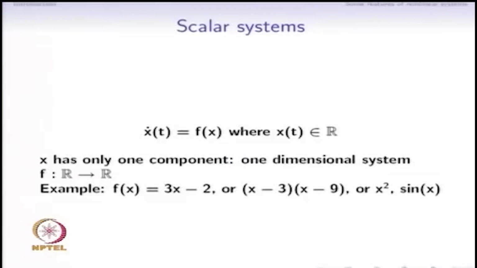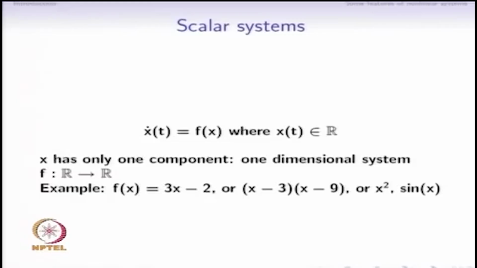Beginning with the topic of scalar systems. So, consider the scalar differential equation. What is scalar about it? x dot of t is equal to f of x, where x of t has only one component, it is a real number. So, this is also called a one dimensional system. In such a situation, f is a map from R to R.